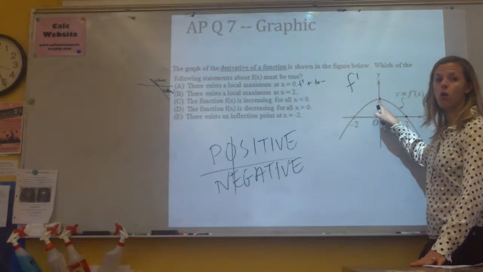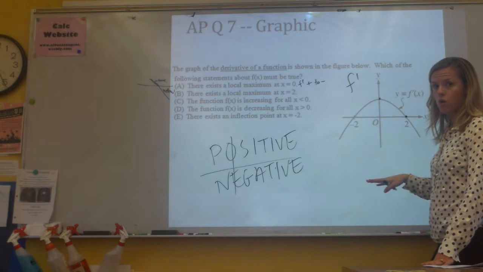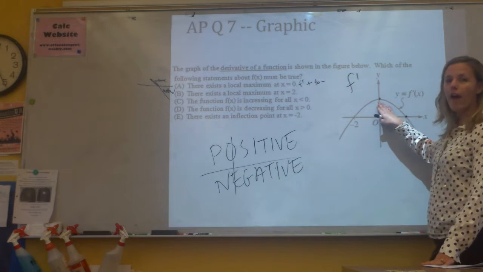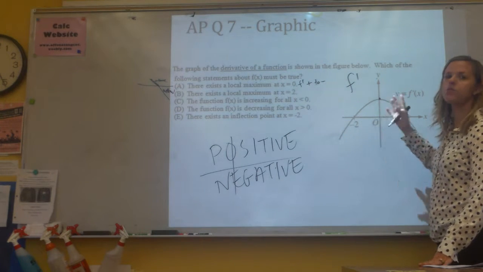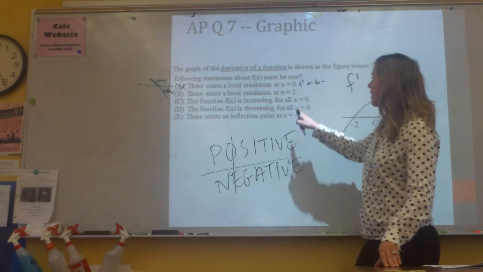So if we look here, are we changing from a positive y value to a negative y value? No. If this were a graph of f, this would be a max, but this is not a graph of f. It's a graph of f prime. I'm not changing from positive to negative, so there's not a local maximum here. Let's go to the next one: a local maximum at 2.